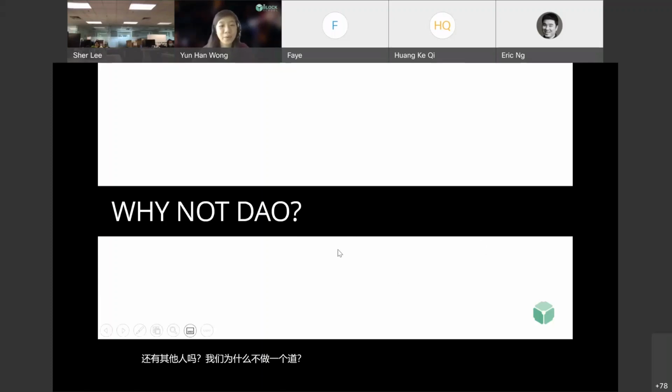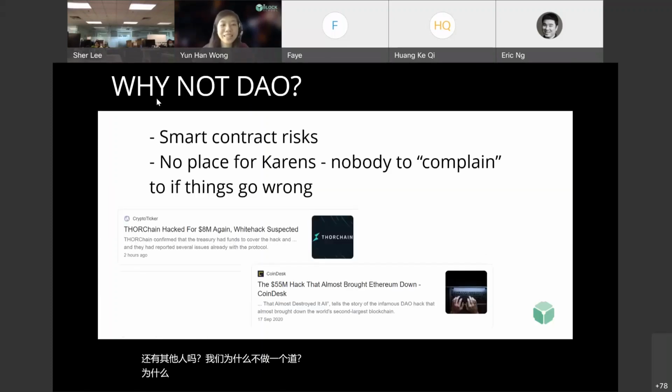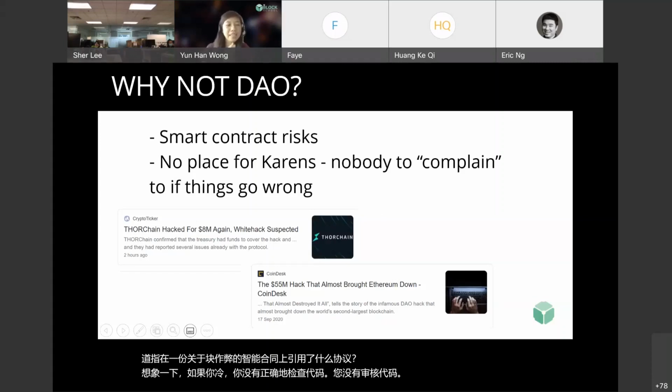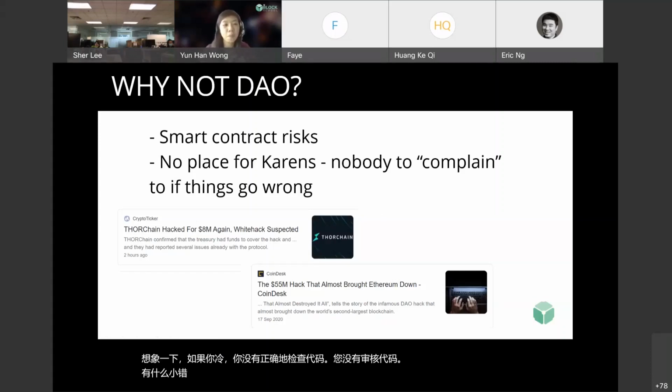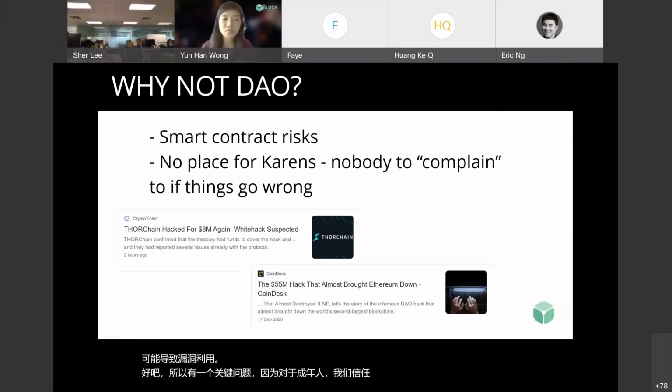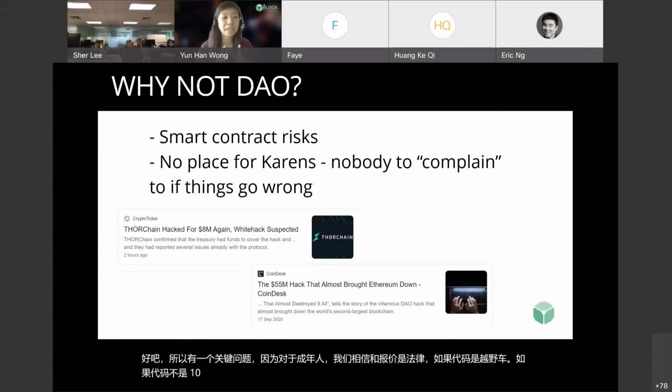So why not DAO? Because what is a DAO? DAOs are protocols coded on a smart contract on a blockchain. And imagine if you're a coder, you didn't check the code properly. You didn't audit the code. Any small mistake in the code could lead to big loss, could lead to exploits. All right, so that's a key problem because for a DAO, we trust in the code. Code is law. If the code is buggy, if the code is not 100% perfect, this could be a big issue because your whole DAO is compromised.